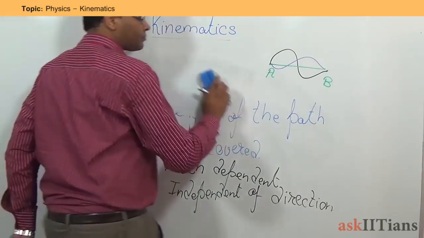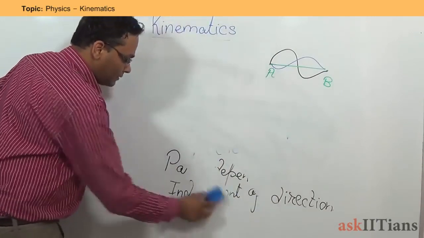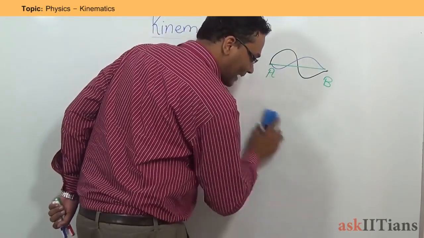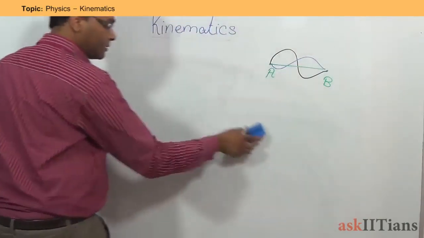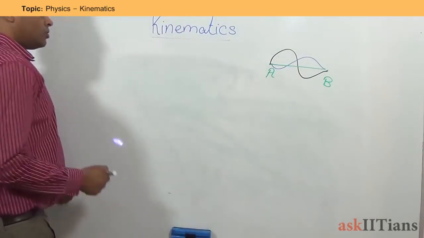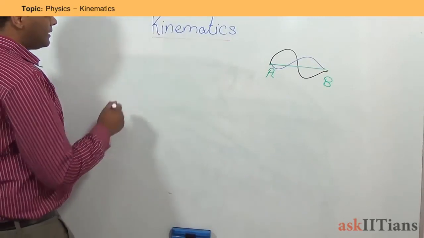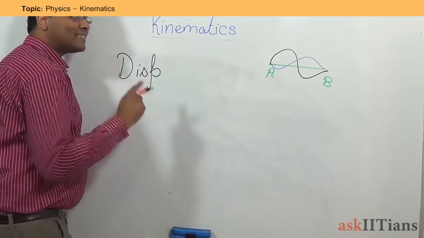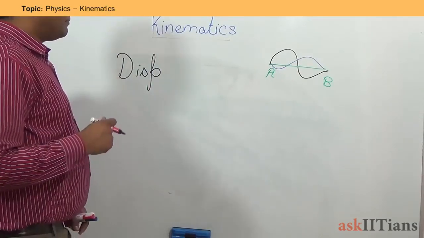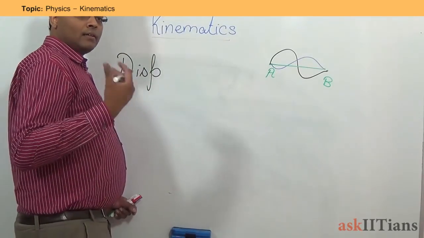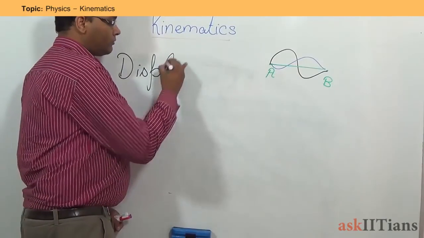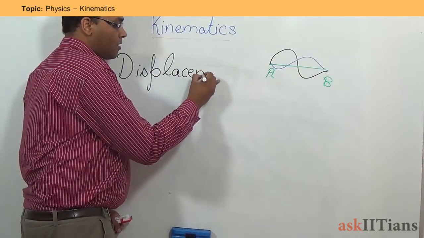Now, as we already know, since it's a scalar quantity, it's not going to depend on the direction. So the direction is immaterial over here. If I take that forward, there is an analogous quantity which has the same dimensions, mind you, but the name is different, and it is a vector quantity. So how do we define displacement here?